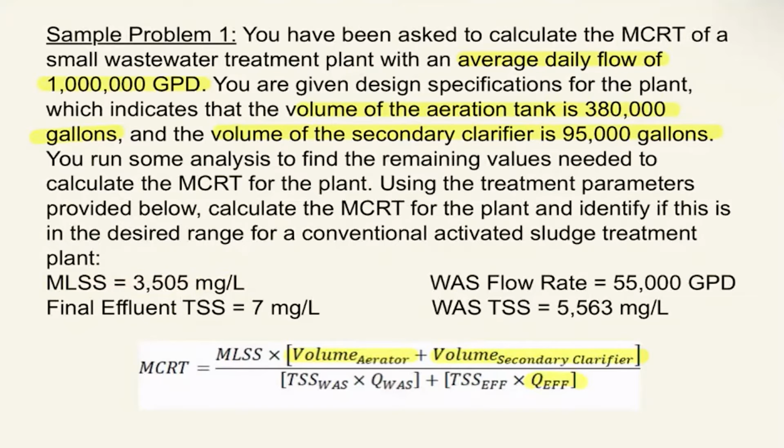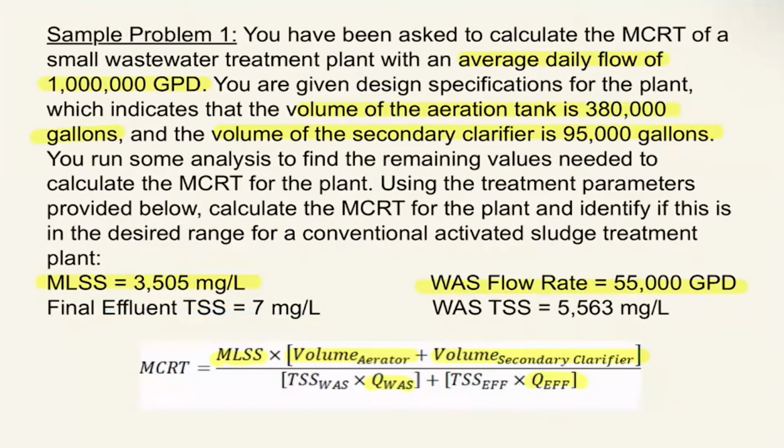Then there is the MLSS, which is given in the parameters that we calculated, correlates to right here in the equation. The WAS flow, which would probably get from a meter, which is right here in the equation. Next, we have the final effluent TSS, which is going to be right here. And this correlates right here in the denominator. And then finally, there's the WAS TSS, which is going to go right here. With that, we have identified all the terms that we're going to need in our equation, and we can move on to solving the problem.